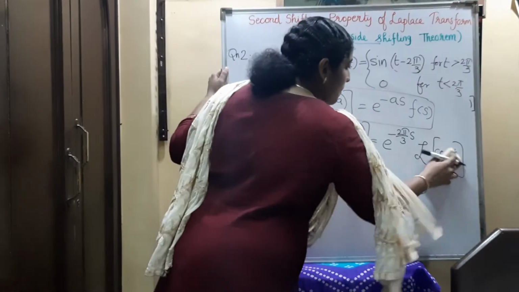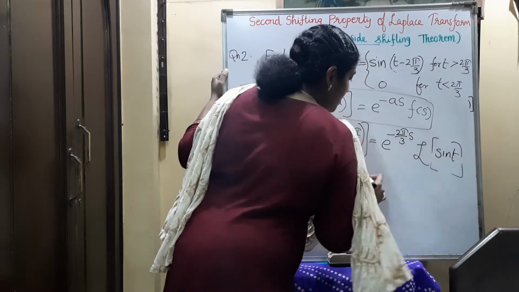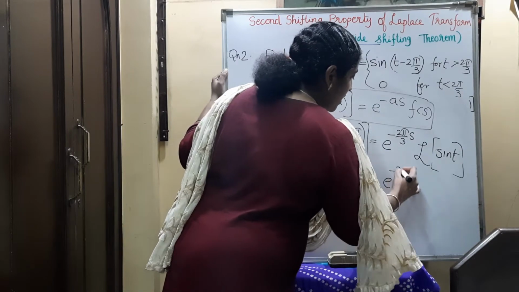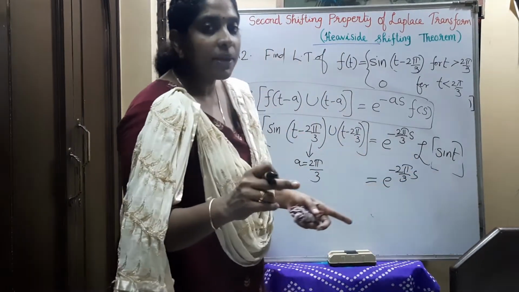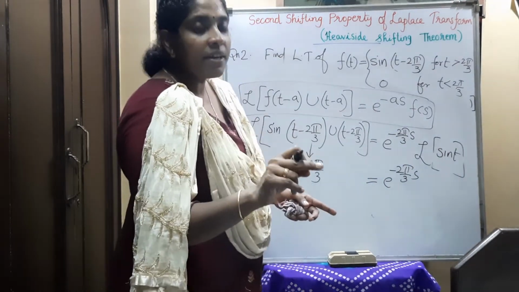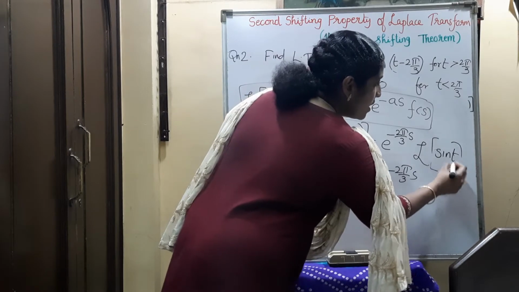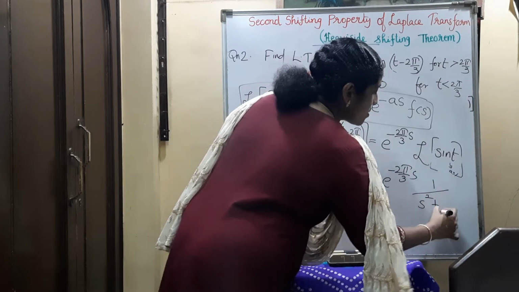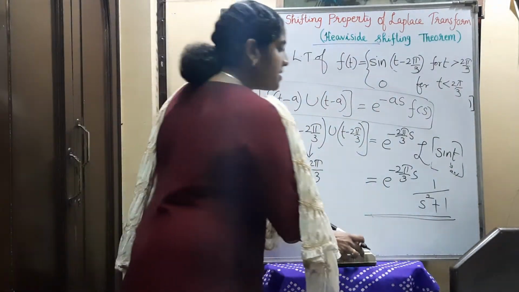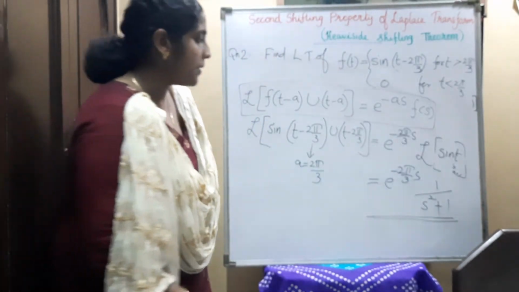So what is the Laplace transform of sin t? That is e^(−2πs/3) here. The Laplace transform of sin at is a divided by s² plus a². In this case a is equal to 1, so it is 1 divided by s² plus 1. So the answer is e^(−2πs/3) times 1 divided by s² plus 1.